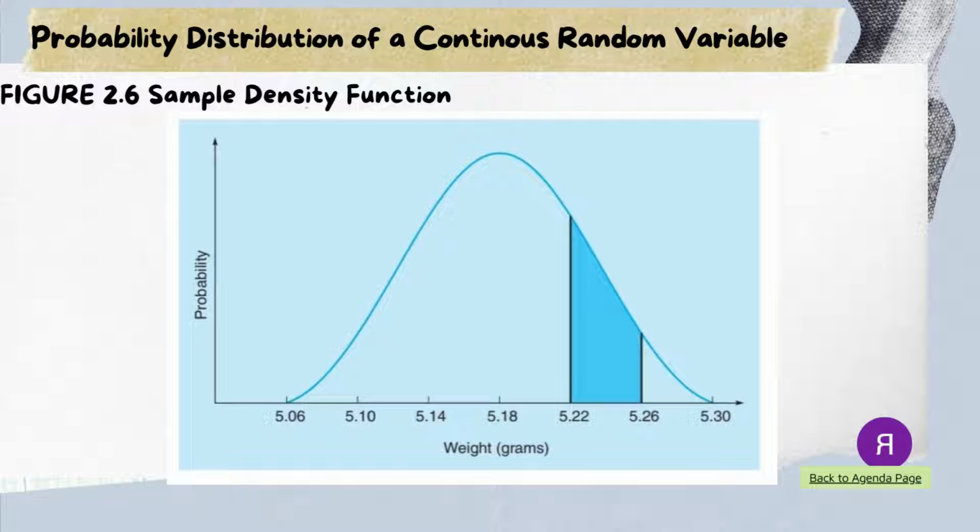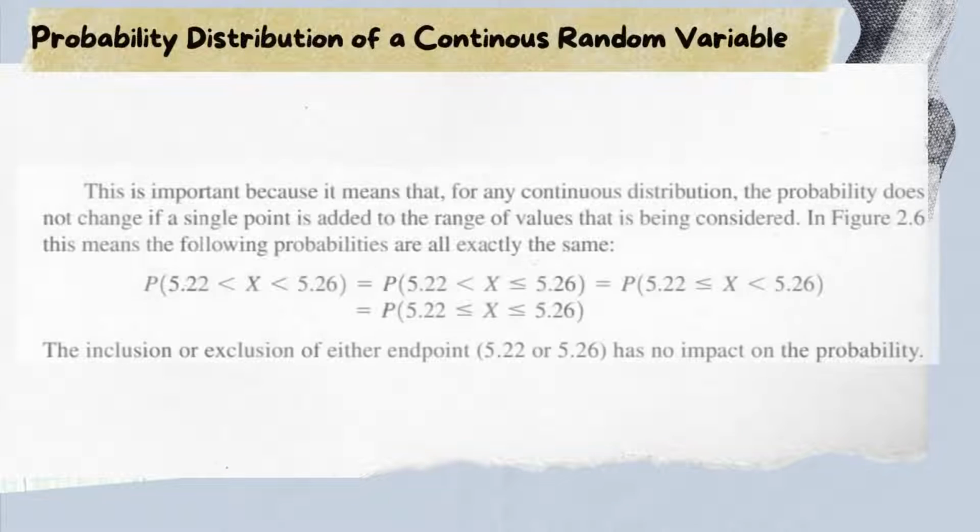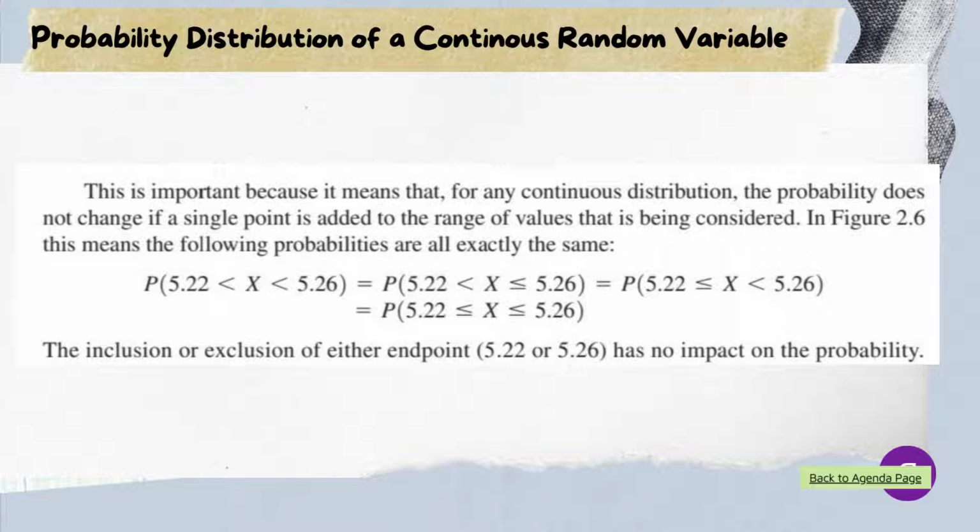This curve represents a probability density function for the weight of a particular machine part. The weight could vary from 5.06 to 5.30 grams, with weights around 5.18 grams being the most likely. The shaded area represents the probability the weight is between 5.22 and 5.26 grams. We have to understand that for any continuous distribution, the probability does not change if a single point is added to the range of values that is being considered.